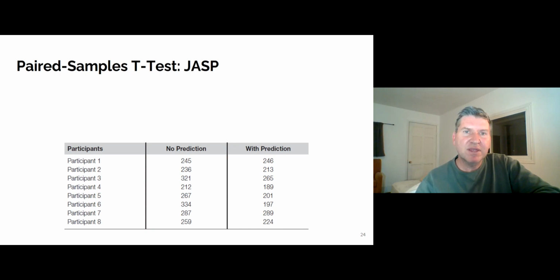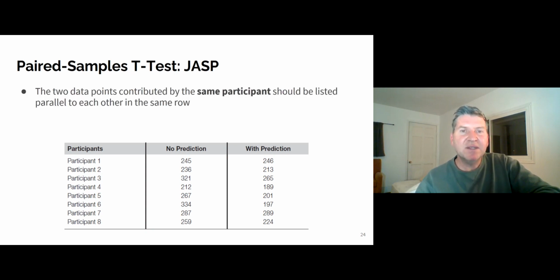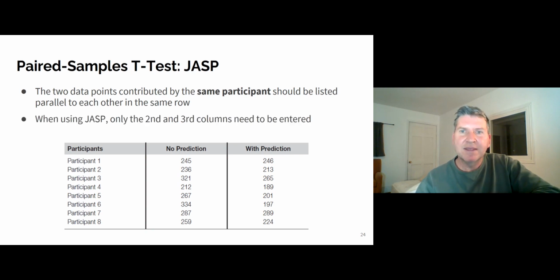So how we would enter this into JASP is, because they're the same participant, we don't have to have that coding column. What we need to do is have the scores for no prediction and with prediction. So you can see here we have one participant for each row, and they have 2 different scores. Now, we're going to have to randomly assign whether they do with prediction first or no prediction, but we're going to put them in the columns that correspond to the type of software they used. So we have 8 participants, and this is how we'd enter the data. So we only need to enter the second and third columns.